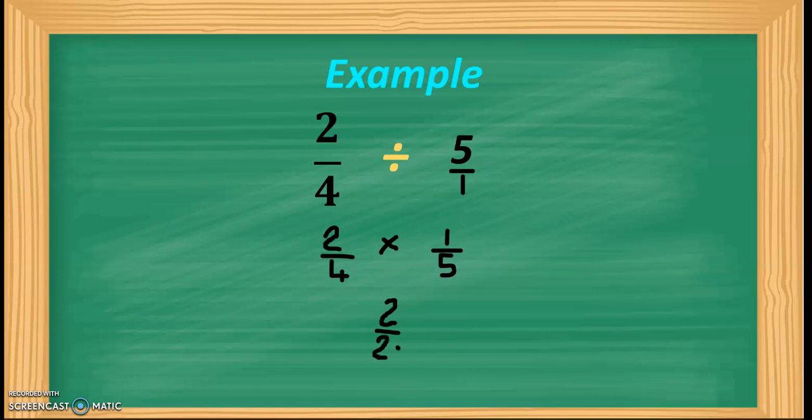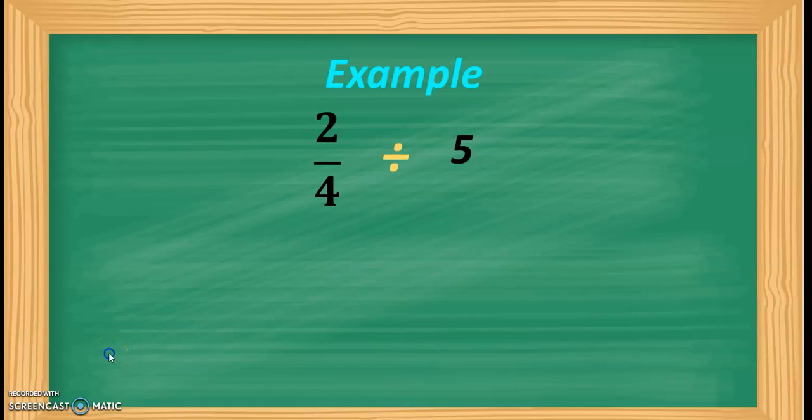Now, can this be simplified? How do you simplify this? Very good. I can use 2. I can say 2 into itself goes 1 time, and 2 into 20 goes 10 times. So here, my fraction is 1 over 20.